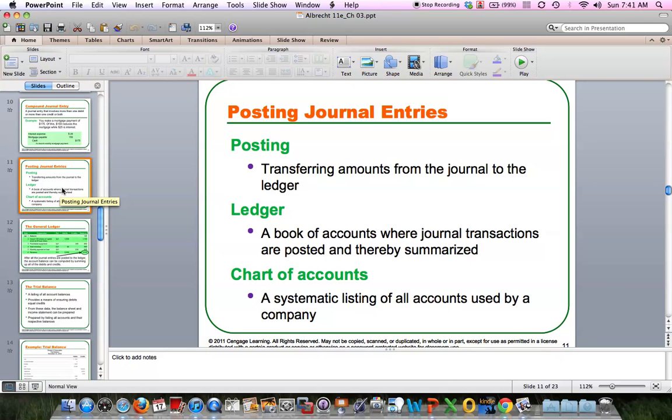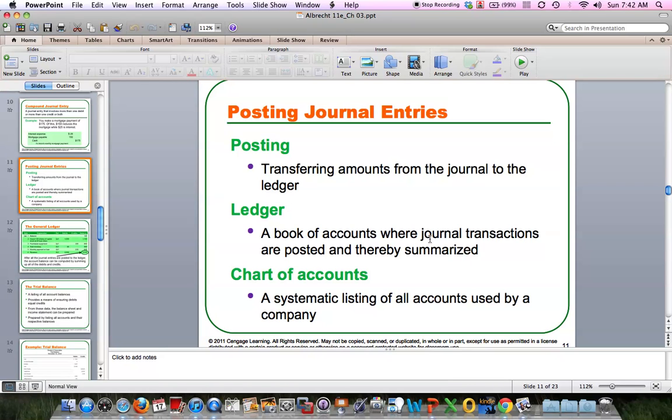I then have to post my journal entries from that general journal to something called a ledger. Posting means transferring the amounts from the journal to the ledger. The ledger is a book of accounts where journalized transactions are posted and thereby summarized. When you do this in class, you're going to do this either in T accounts in Cengage Now or in something called a 4-column ledger. But just imagine, if we're going to do this on paper, what would a ledger look like?